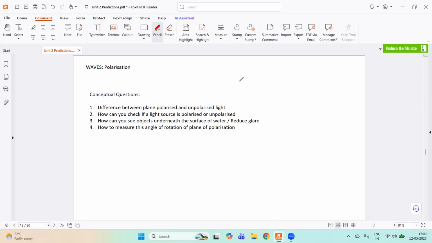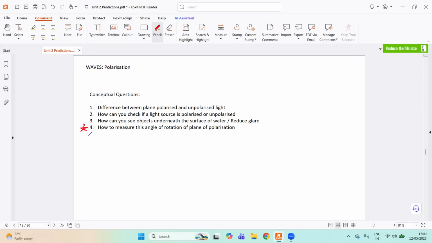So when it comes to polarization, there can be some conceptual questions. For example, what is the difference between plane polarized and unpolarized light? How can you check if the light source is polarized or unpolarized? And how can you see objects underneath the surface of water? Which is basically another way of saying how can you reduce the glare from water surfaces? And not so common is this, but of course in the syllabus. How can you measure the angle of rotation of plane of polarization? So these were all conceptual questions, right? Very straightforward. By the way, there are no calculation questions with polarization.